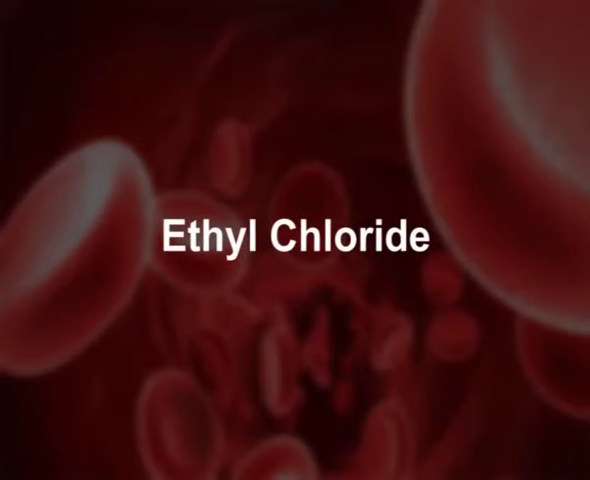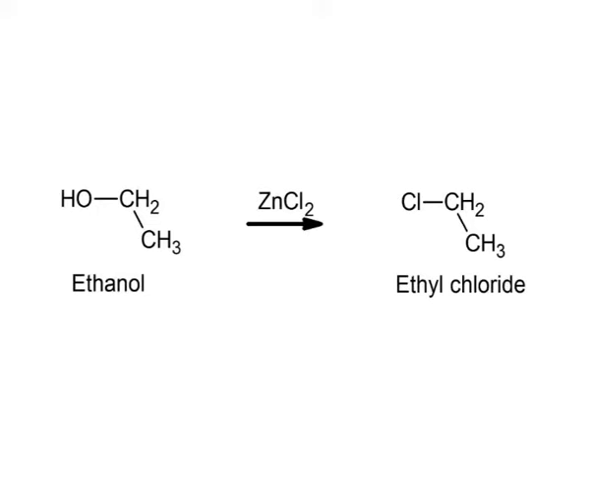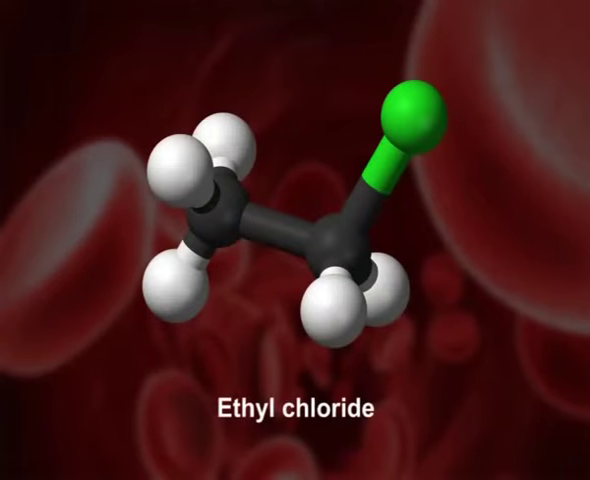Next synthesis is of ethyl chloride. Ethyl chloride can be prepared by the action of zinc chloride on alcohol. Ethyl chloride was used in the past as a general anesthetic by inhalation, particularly for minor operations. It is also employed as a local anesthetic by freezing.